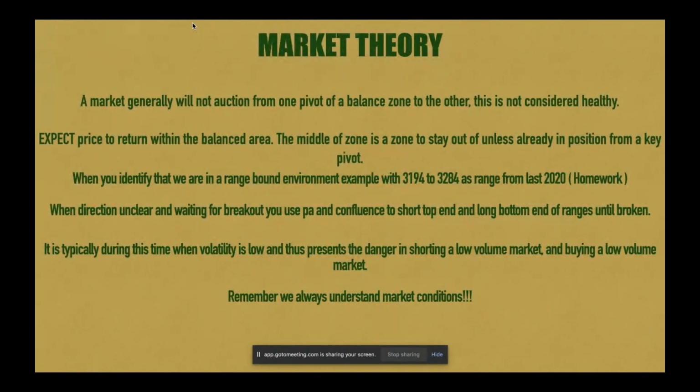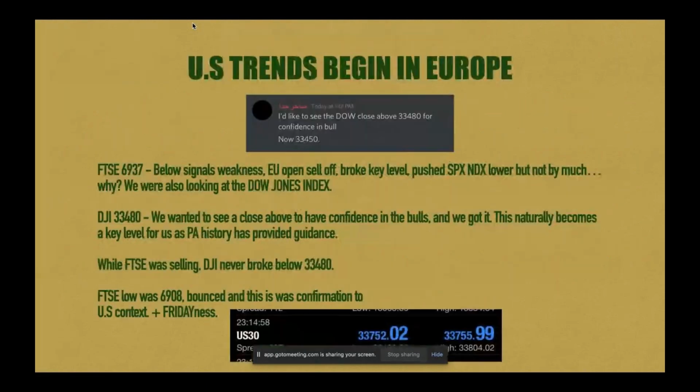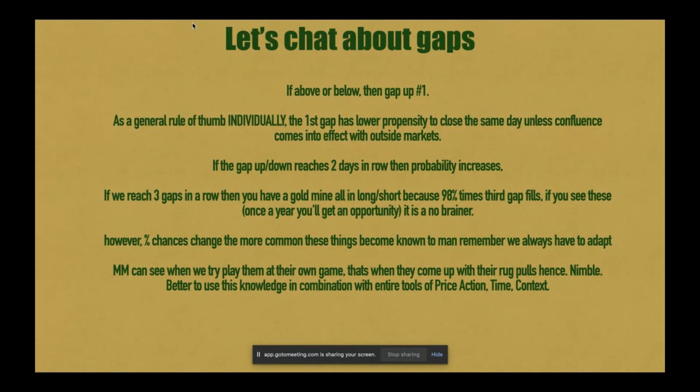So yeah, market theory, you guys understand that we're either balanced, we're testing one side of balance and back to another side of balance, and above it is a breakout. Gaps, yes, let's talk about gaps. Guys, this is the number one theory that will hurt you if you don't trade it with context and pricing time, but mostly context.